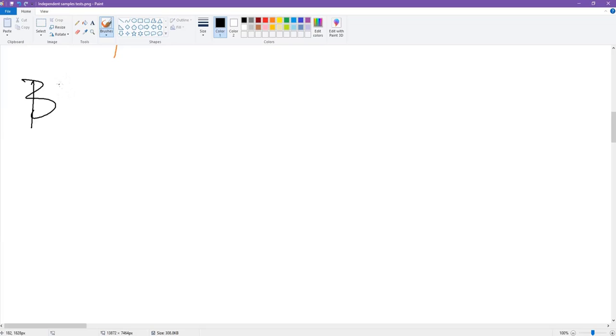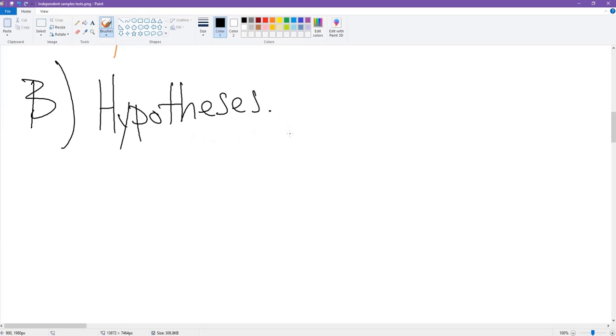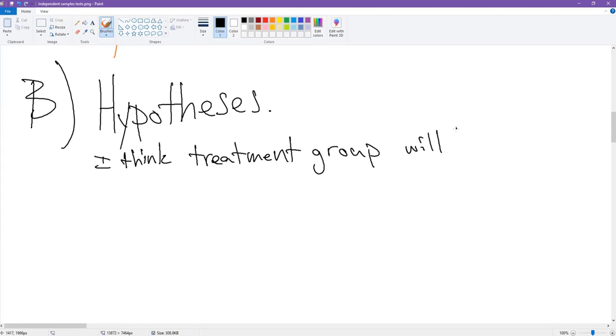And then we get to B. And what happens after B? Well, now is when we start to build our hypotheses. So your hypotheses for an independent samples design is, you take whatever words that you had for your hypothesis. Maybe it was, I think, my treatment group will be different than my control group. Really simple one. I'm going to spell different as diff.